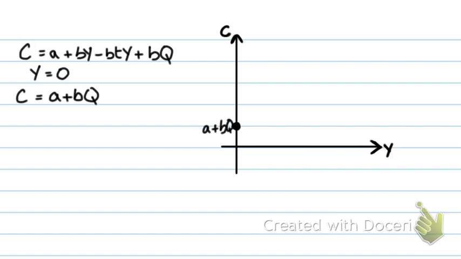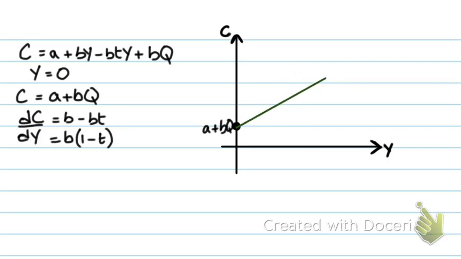To find the gradient, I differentiate the function with respect to Y. And when I differentiate this, I'll get B minus BT. This becomes B(1 minus T). So this becomes my gradient of the consumption function, B(1 minus T). So I'll sketch the function, and the function in the sketch will look something like this.